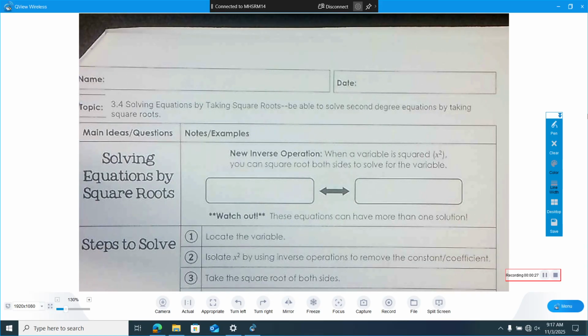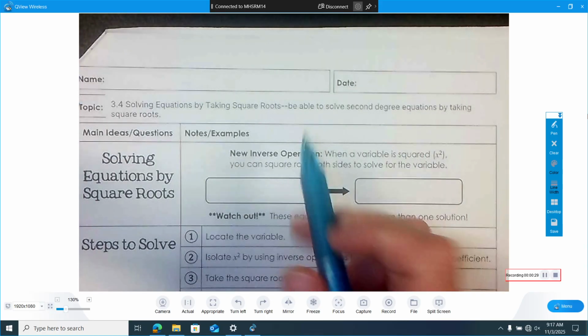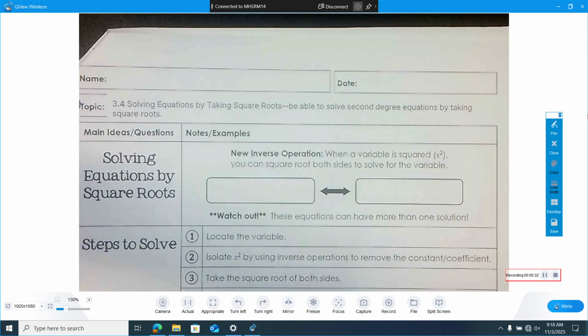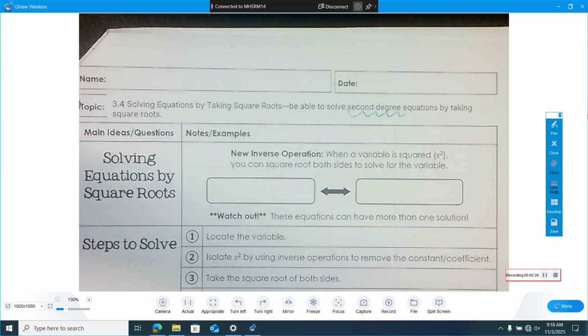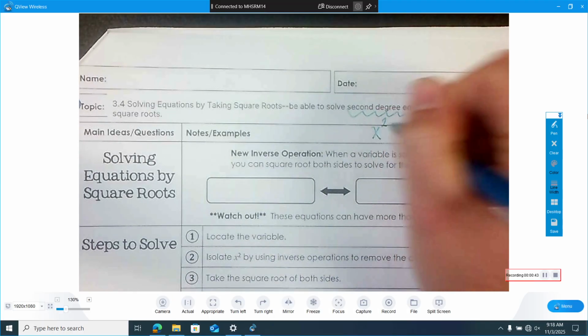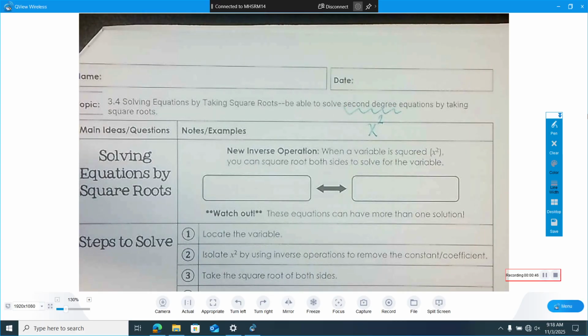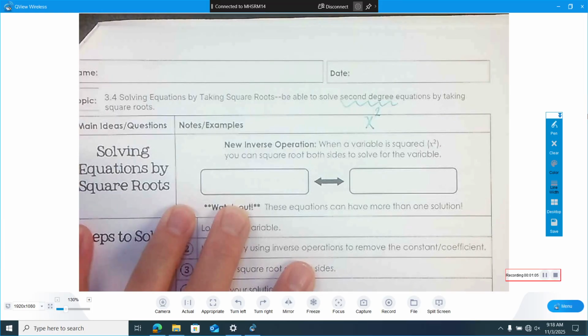Okay. Beautiful. So today we are solving equations by taking square roots. We're going to be able to solve second degree equations, which means there's an x being squared in there. That's called a second degree equation. Everything else, what we just did, was just a plain old x. So today we're learning how to do second degree equations because it's just one extra thing, which is kind of easy, by taking square roots.